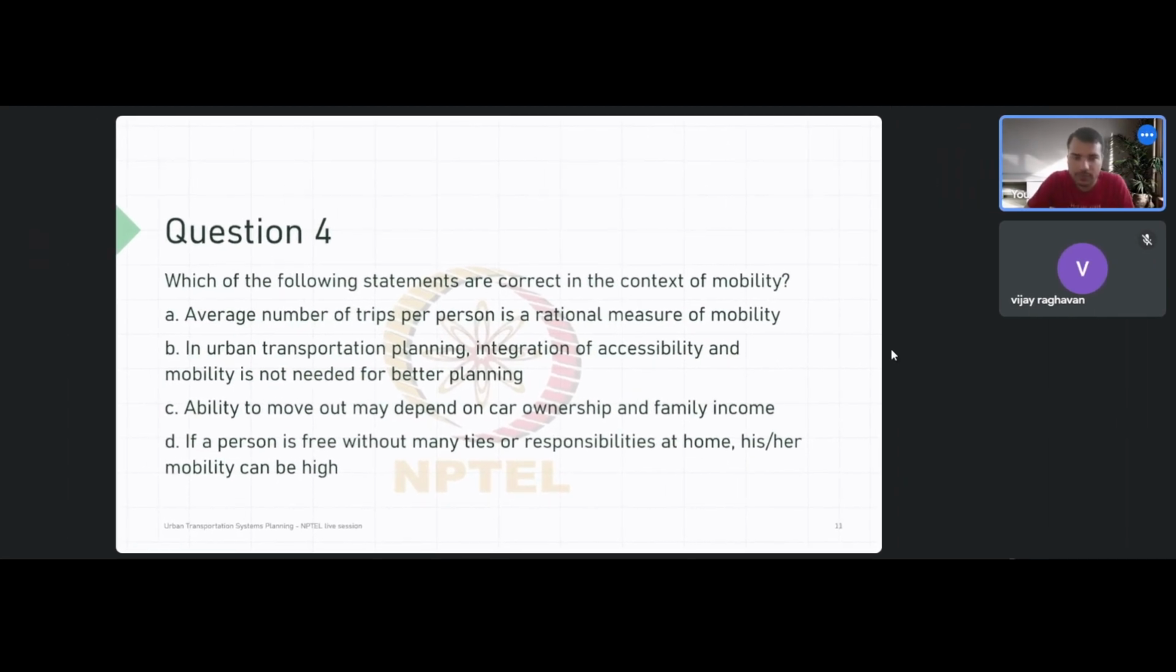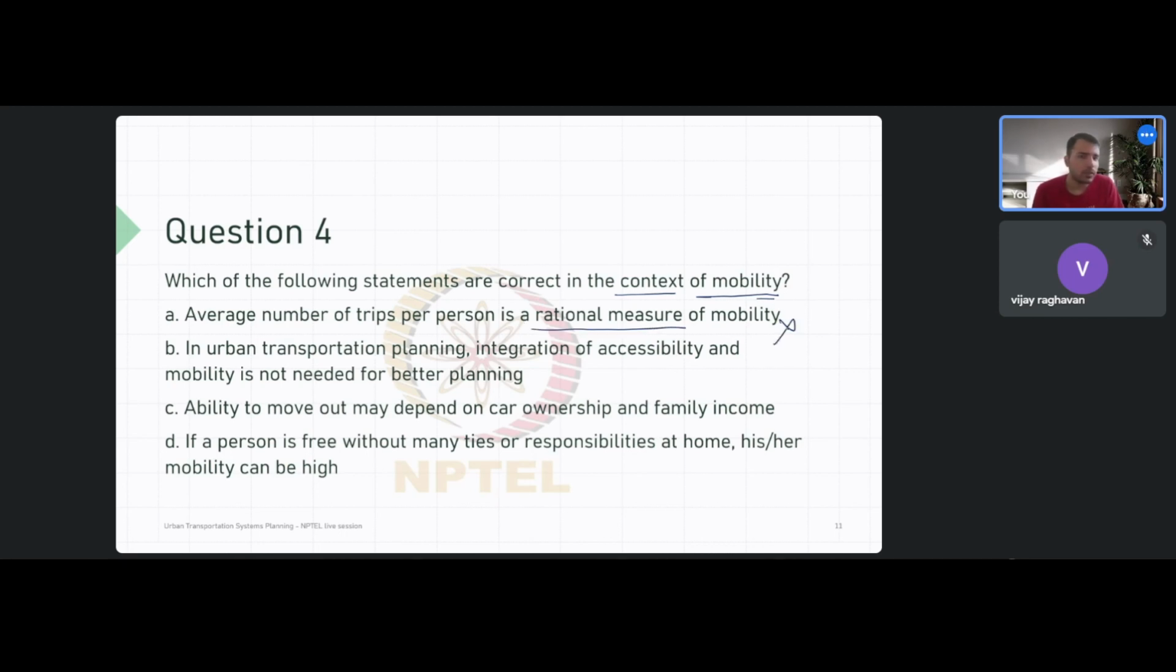let's see the answer. So first is, which of the following statements are correct in the context of mobility? What is mobility? It is how mobile someone is, like how much easier it is for a person to move from one place to another within the city. That is the simple definition. So, average number of trips per person is a rational measure of mobility.